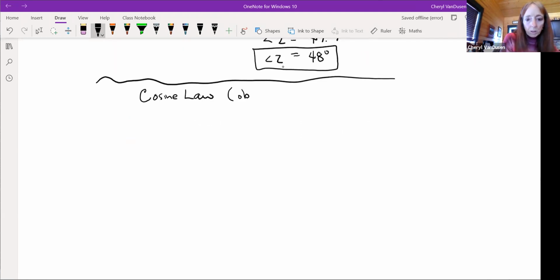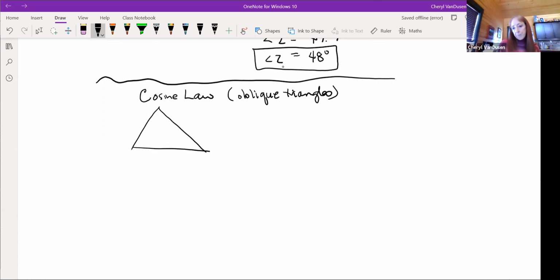Is again for oblique triangles. So these, you know, triangles that look like this. And here's the cosine law. One of the ways we can write it, there's lots of different ways, but it starts out with, oops, that's an equal sign. Starts out with like Pythagoras, sort of.